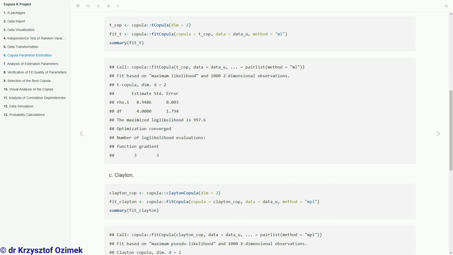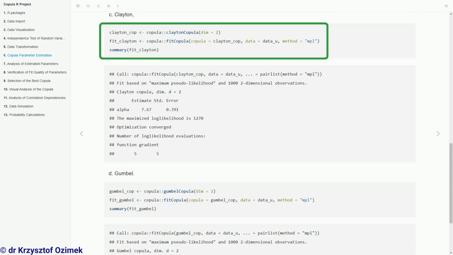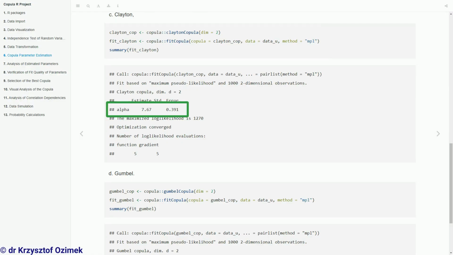We then proceed to estimate the Clayton copula. In this case, we use the Clayton copula function from the copula package along with fit copula. The Clayton copula models particularly strong dependencies in the lower tails of the distribution, meaning that the variables are more correlated in the regions of low values. The parameter of this copula, denoted as alpha, referred to as theta in the course, lies within the left-open interval from 0 to infinity and determines the strength of lower tail dependence. The higher its value, the stronger the correlation in the lower tails.